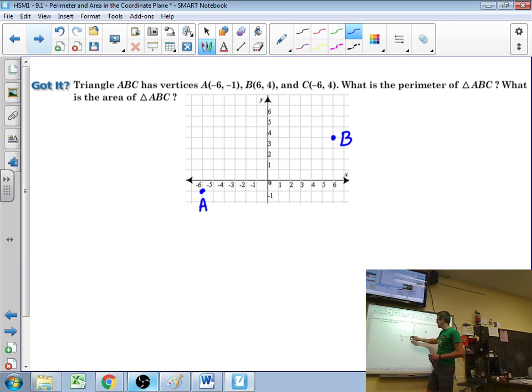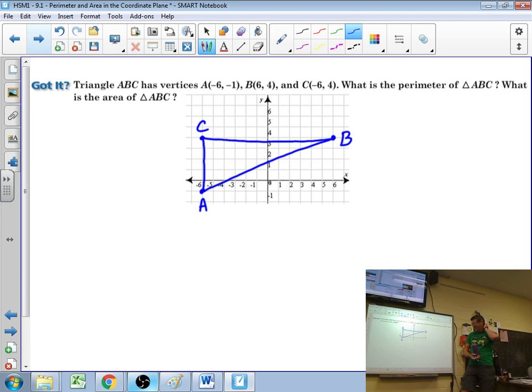There's my B point. And there's my C point. So if I connect these, what kind of triangle do I make here? Do I see a right angle? Right triangle. Yeah, I have a right triangle, right? Because I know this is a vertical line and this is a horizontal line, so I know that they have to be perpendicular with each other.